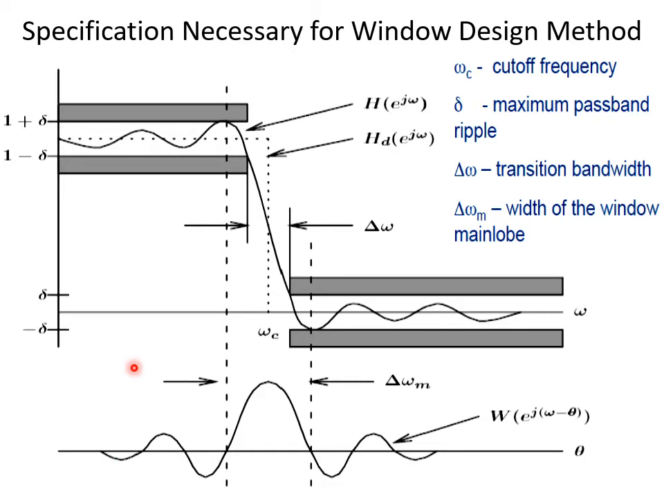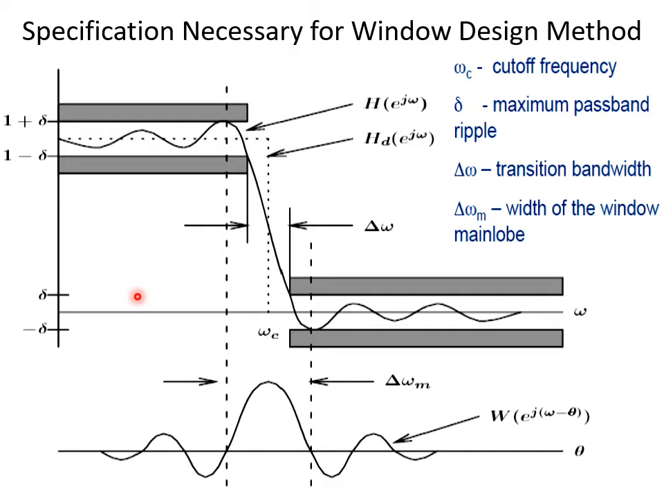Now, specifications necessary for window design method. What are those specifications that we need to keep in mind? In order to understand those specifications, we need to understand this figure, we need to understand this graph.